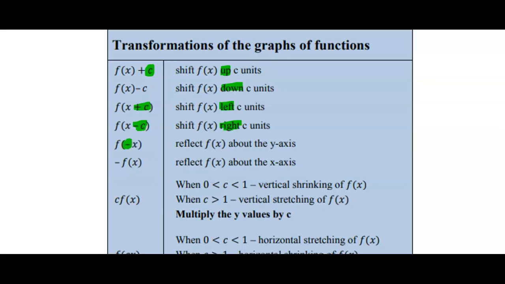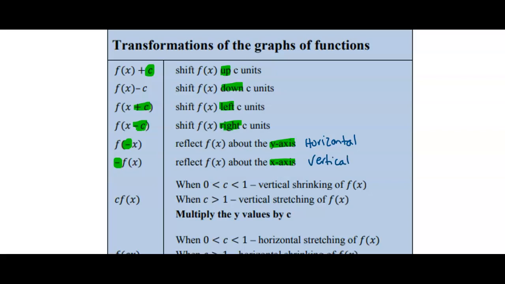If the negative is on the inside of the function, you're reflecting across the y-axis. I also tend to call that a horizontal reflection. Horizontal reflection, and you'll hear that reference in the lab manual and whatnot. If the negative is on the outside, then that's a reflection over the x-axis, which is actually like a vertical reflection.